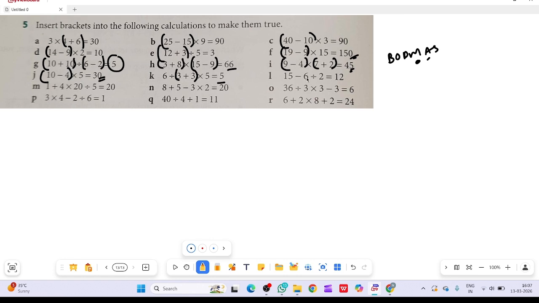Then 12. So obviously 6 divided by 2 is 3, and 15 minus 3 is what? 12. Then 20, we have to bring the 20. So it's 1 plus 4 is 5 and 20 divided by 5 is 4 and 5 into 4 is what? 20. 8 plus 5, it will be like this. Okay, so 8 plus 5 is 13, 13 minus 3 is 10 and 10 into 2 is 20.